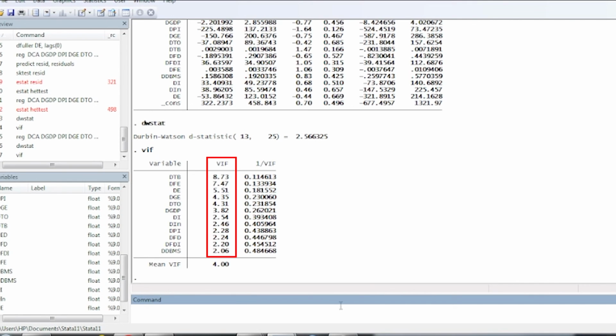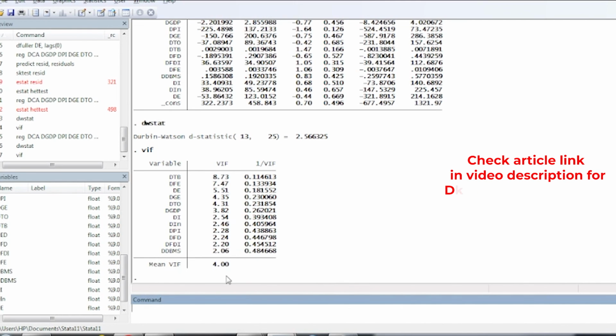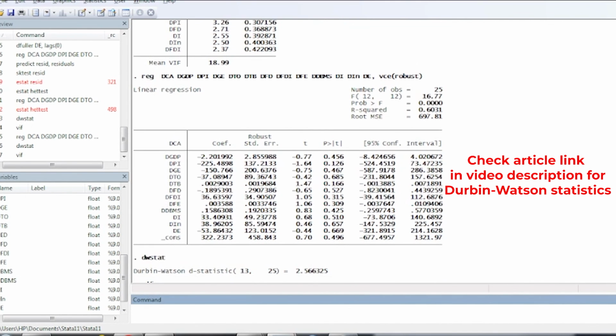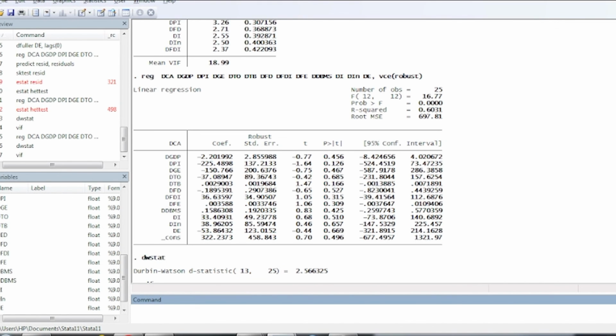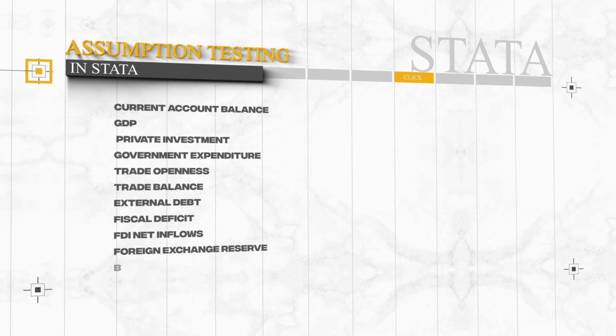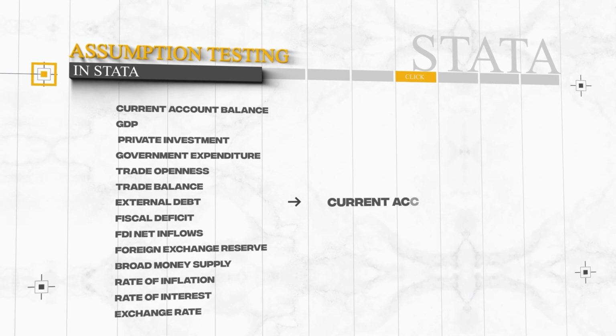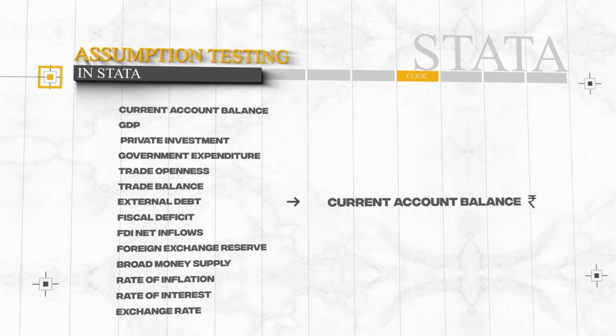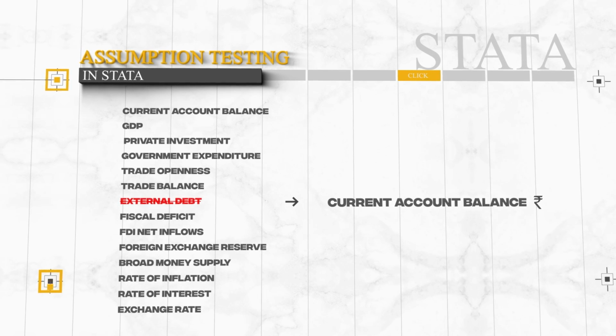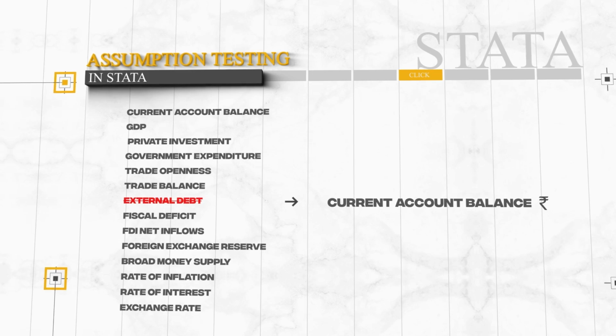This is a good sign, indicating low multicollinearity. Additionally, the Durbin-Watson statistic has a value of 2.57, falling between the range of 4-dU and dU at a 5% significance level. This means there is no serial correlation present in the dataset. Since we have fulfilled all the necessary assumptions in our dataset, we can confidently conclude that, without considering external debt, we can assess the impact of macroeconomic factors on the current account balance.